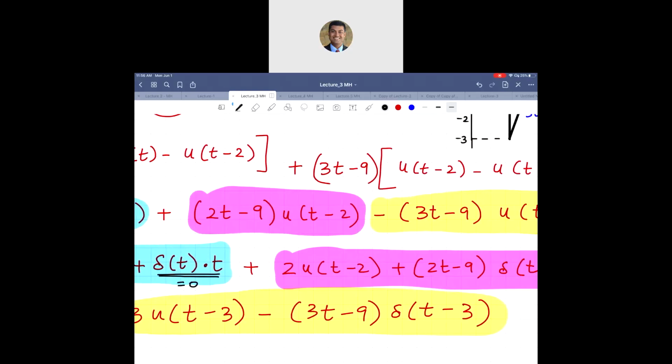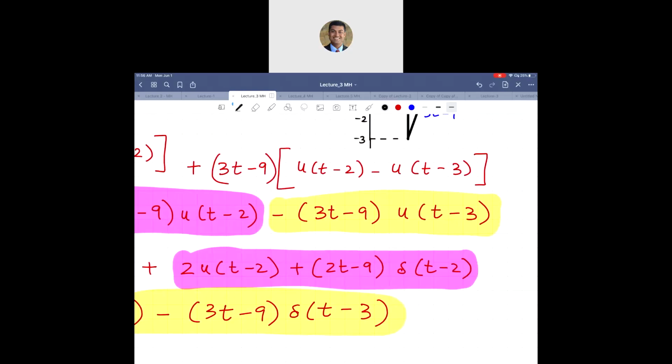And what do you have here? 2t minus 9 delta of t minus 2. So what do you have here? I need to evaluate this at time 2. So 4 minus 9, so this would be what? Negative 5, delta of t minus 2.